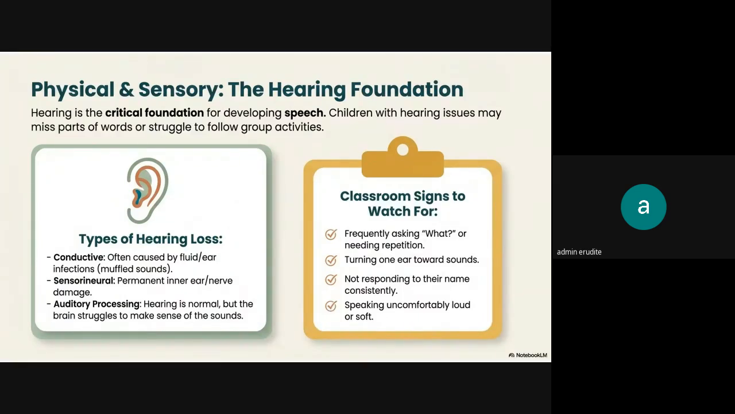So then we are looking at classroom signs and what to watch for. Children will frequently ask "what?" or "excuse me?" When they say "huh?", it's not because they are disrespectful. They heard something, but they're not sure what. So they will turn around and say "huh?" just to make sure: I hear someone speaking to me. Is it my friend calling me? Is it the teacher calling me?